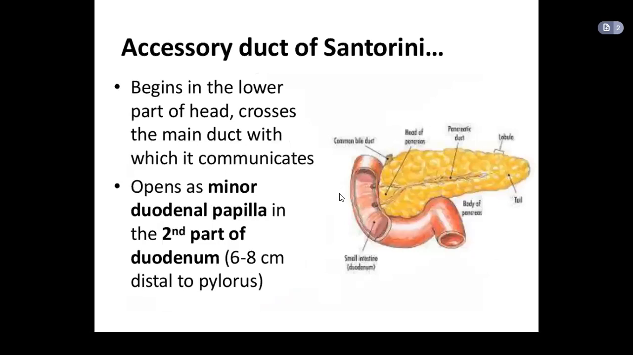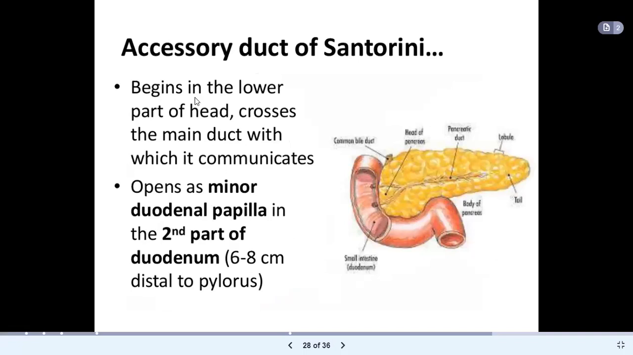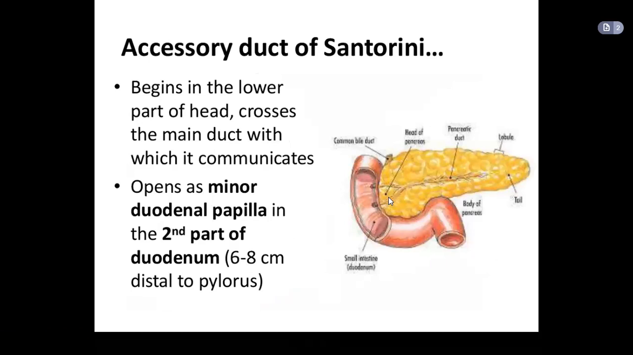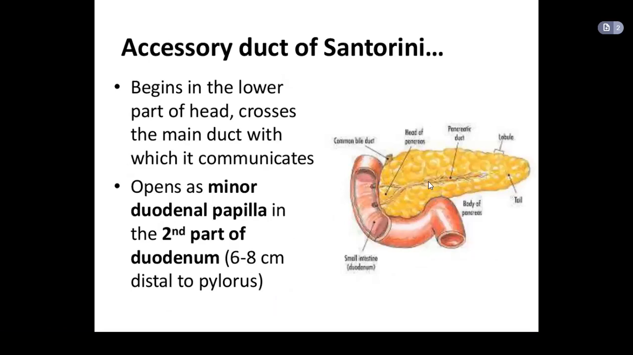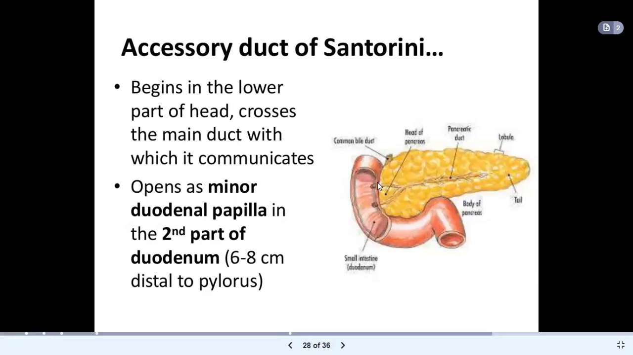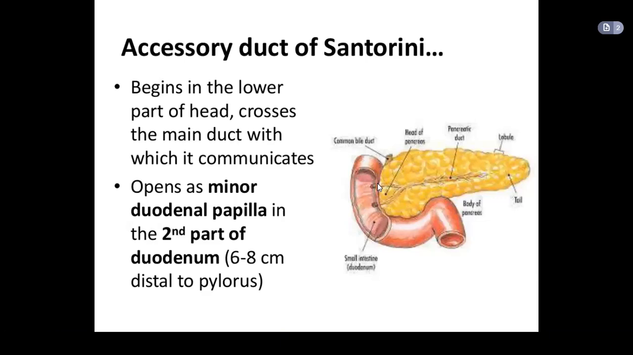The accessory pancreatic duct, or the duct of Santorini, begins in the lower part of the head of the pancreas and crosses in front of the main duct. It opens into the duodenum at the minor duodenal papilla, which lies a short distance above and in front of the major duodenal papilla.